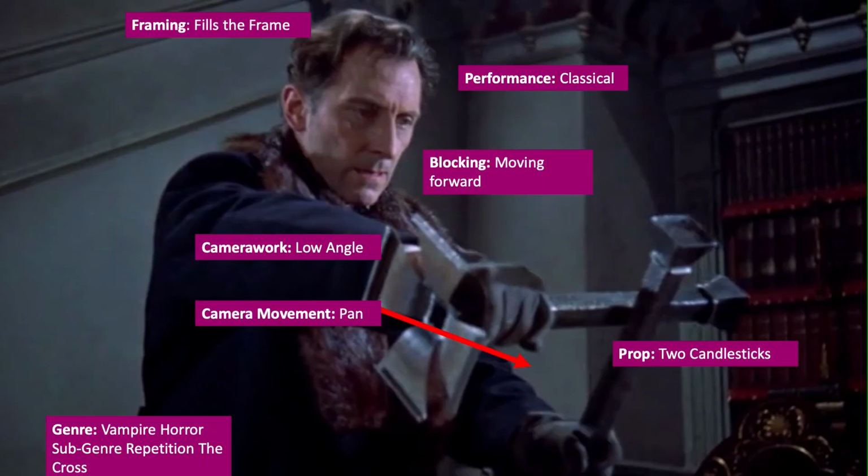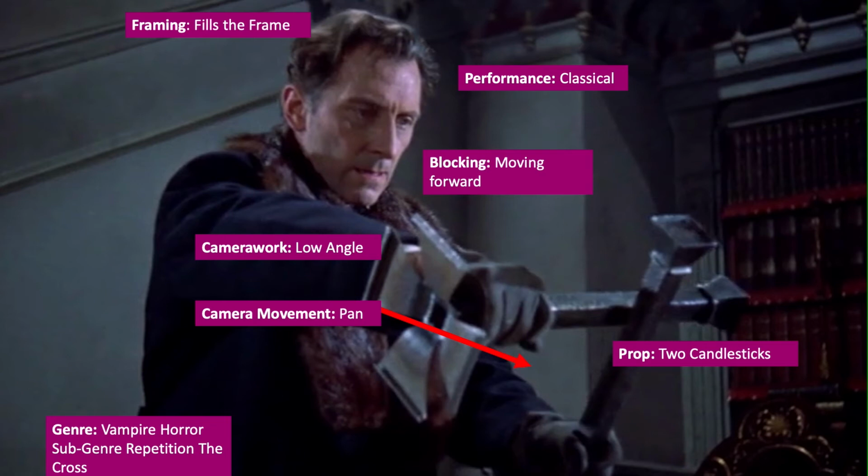So in terms of framing, Van Helsing fills the frame, so he's a lot bigger now because he now has the upper hand on Dracula. He's now a more powerful character. Again, a classical performance, so it's realistic. In terms of blocking, he's now moving forward. He's no longer moving backwards, he's now moving forward. Now he's got the upper hand on Dracula, he's stronger.